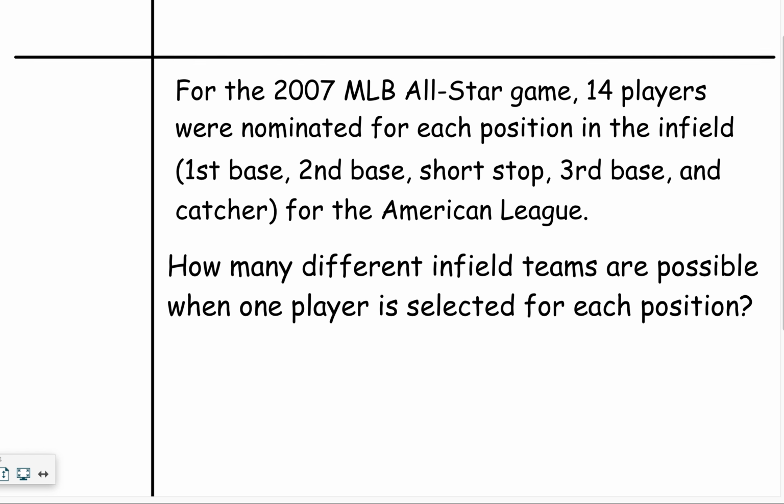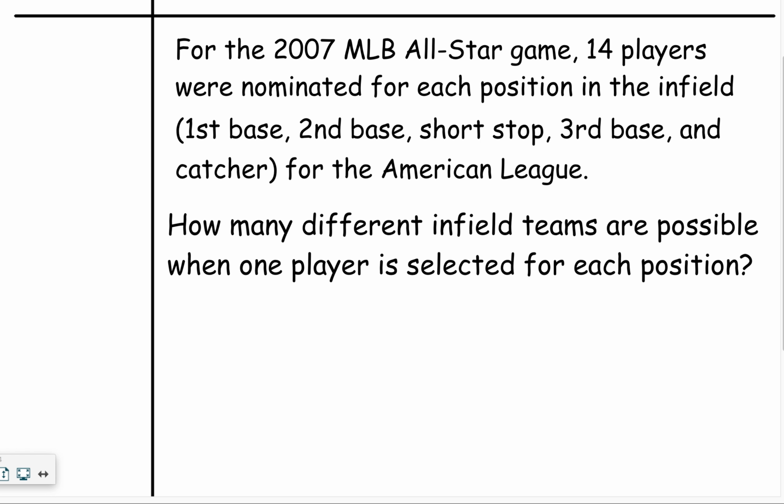All right. Don't pause. We need to talk about this for a second. For the 2007 Major League Baseball All-Star Game, 14 players were nominated for each position in the infield. 14 were nominated for first base, 14 for second base, 14 for shortstop, 14 for third base, and 14 were nominated for the catcher in the American League. How many different infield teams are possible when one player is selected for each position?